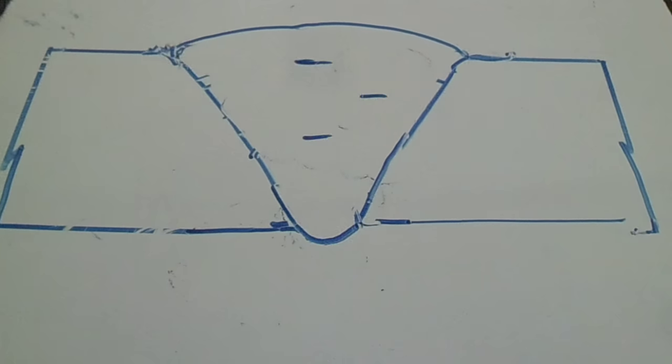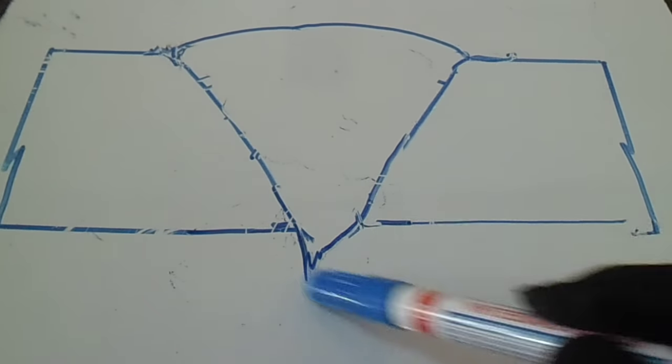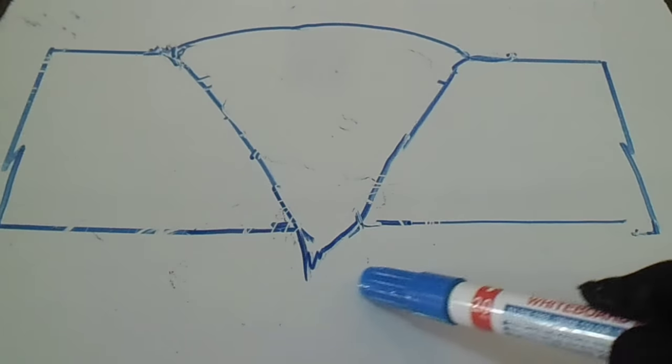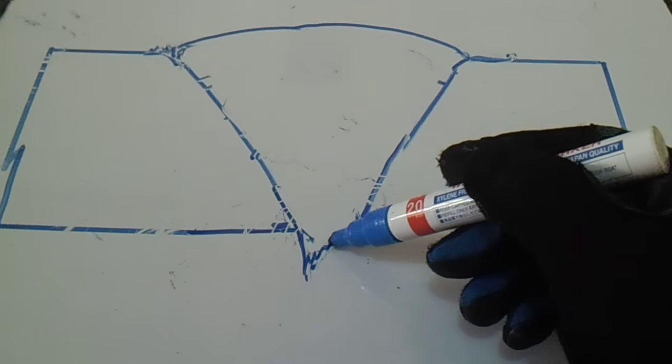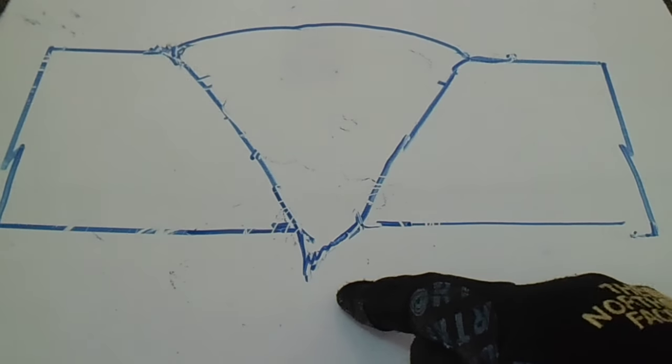So next defect is oxidation of the root. So this is not good root. Okay, so this is oxidation of the root bead. Okay, this is incorrect purging for the stainless. Purging is used only for stainless pipe, so that oxidation comes out.